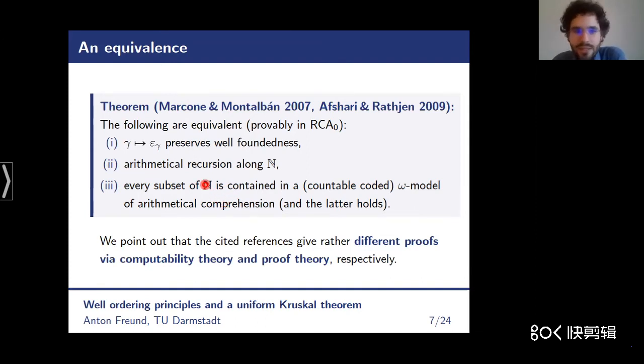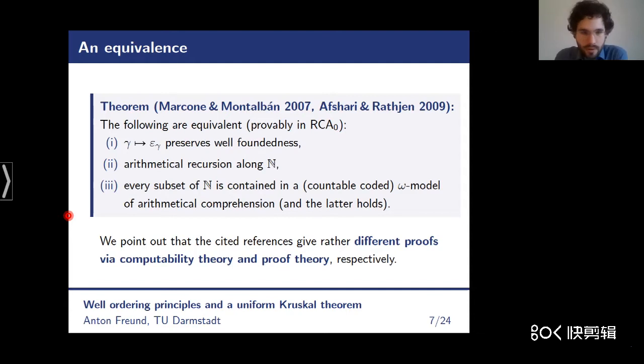And the equivalence now is between this well-ordering principle, so this statement that if gamma is well-founded, then epsilon gamma is also well-founded, then this here is what we had before, this principle of arithmetical recursion along the natural numbers. So we can define sequences of sets in a certain way by recursion along the natural numbers. And then these two are also equivalent to a third statement, namely the statement that every subset of the natural numbers is contained in some omega model of recursive comprehension, so of the other principle that we saw before.